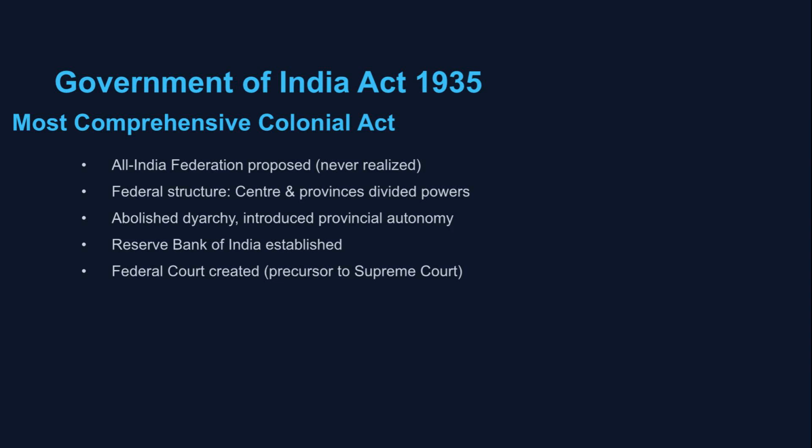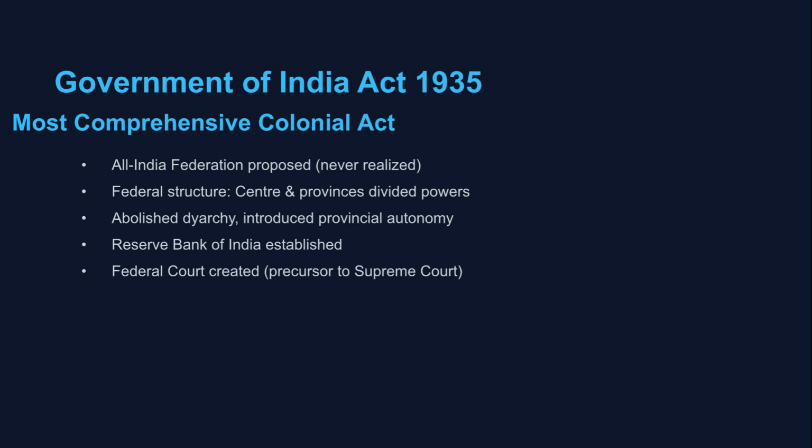Though the federation never came into being because princely states refused to join, this federal structure profoundly influenced the framers of our constitution. Our constitution's system of dividing powers is directly modelled on this 1935 Act. The Act abolished Dyarchy in the provinces and introduced provincial autonomy. Provinces could now function as autonomous administrative units with responsible governments. Governors had to act with the advice of ministers responsible to provincial legislatures. This system came into effect in 1937.